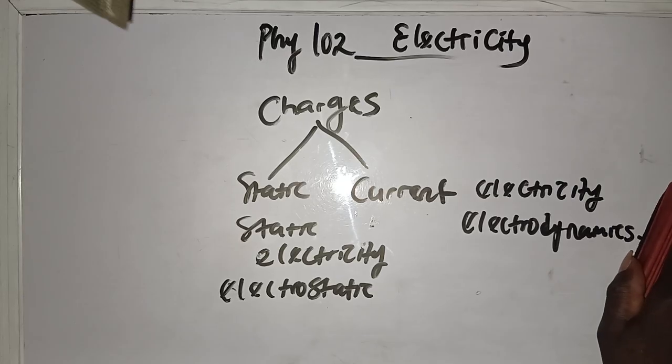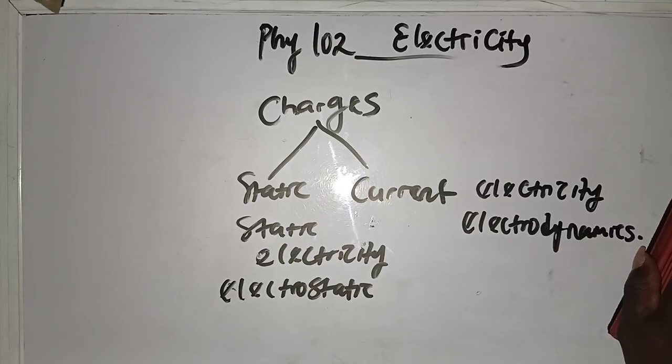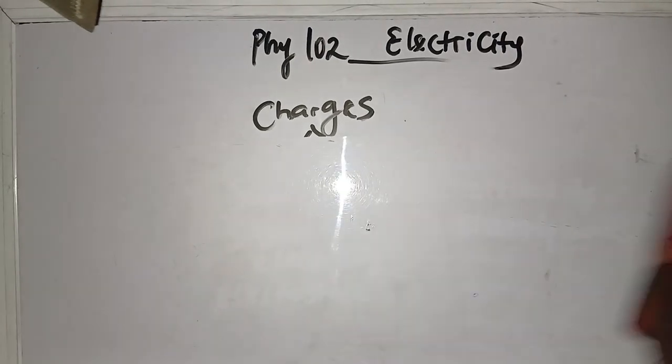But note, the presence of charge gives electricity. So it's not about whether it has to move or not. The fact that it's present, you have electricity. But if it's not moving, you have static electricity. If it's moving, you have current electricity. Take note of that.